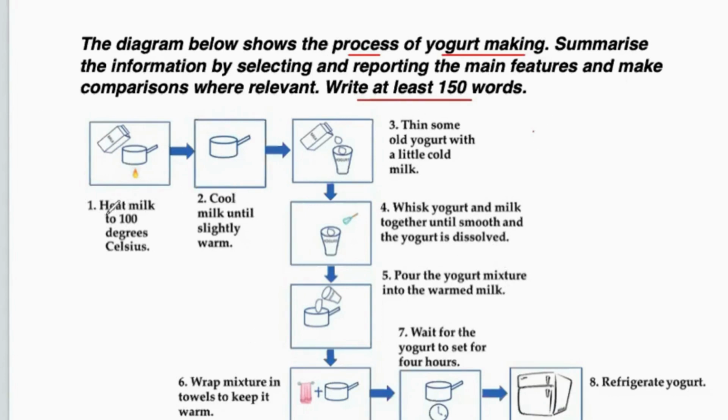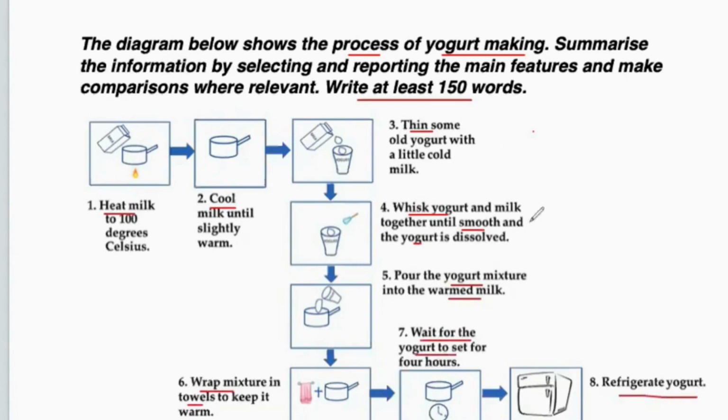Number 1 says heat milk to 100 degrees Celsius, cool milk until slightly warm, thin some old yogurt with a little cold milk, whisk yogurt and milk together until smooth and the yogurt is dissolved, pour the yogurt mixture into the warmed milk, wrap mixture in towels to keep it warm, wait for the yogurt to set for 4 hours, and then refrigerate the yogurt.